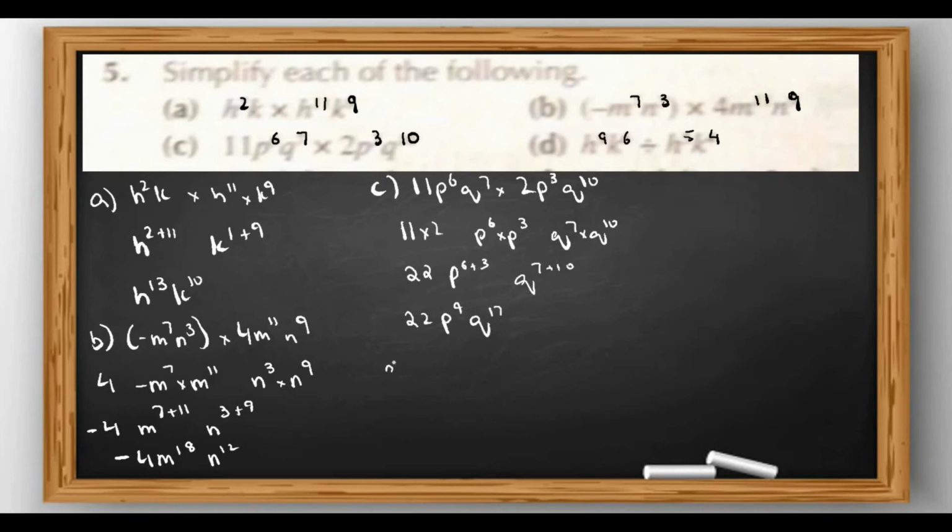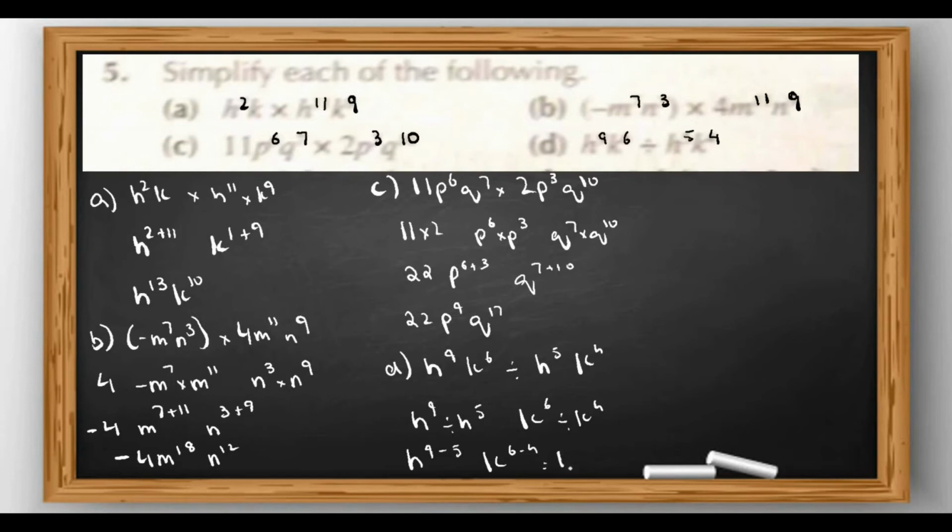Let's move on to part D. Part D says h raised to power 9 and k raised to power 6 divided by h raised to power 5 and k raised to power 4. So h raised to power 9 divided by h raised to power 5 and k raised to power 6 divided by k raised to power 4. h raised to power 9 minus 5 and k raised to power 6 minus 4. So your final answer would be h raised to power 4 and k raised to power 2.